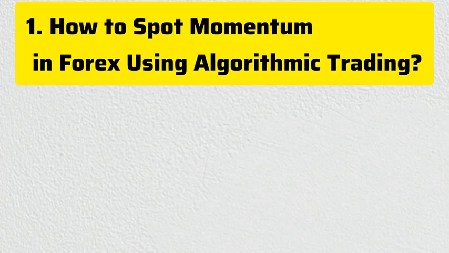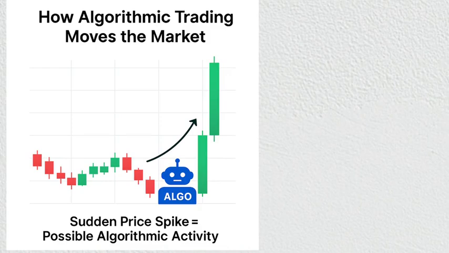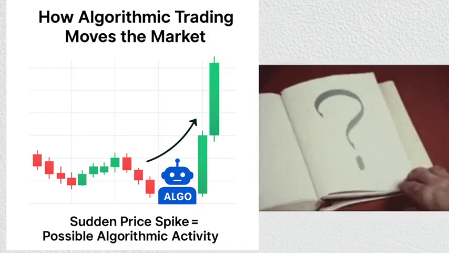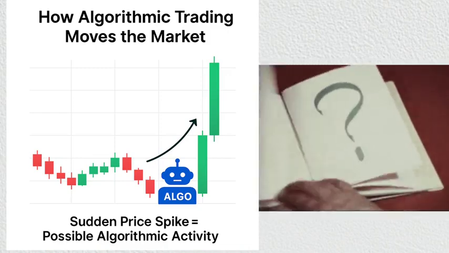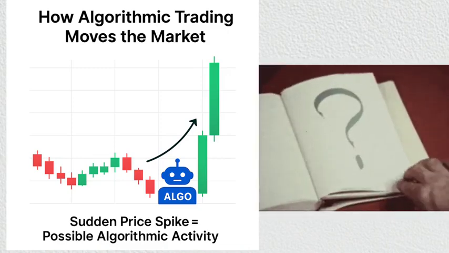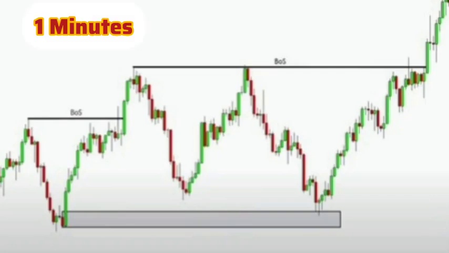1. How to spot momentum in Forex using algorithmic trading. Algorithmic trading uses mathematical models and computer programs to place trades based on a variety of signals. But how can you spot when algorithms are the driving force behind the market's momentum? Well, first off, high-frequency trading is a common feature of algorithmic strategies, especially when it comes to momentum. Algos often create sharp price movements with rapid fluctuations that occur within very short time frames. For example, if you notice sudden, large price shifts that occur without a significant news event or fundamental change, there's a good chance that algorithms are in control.